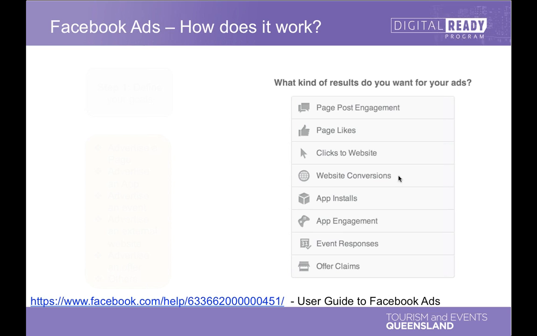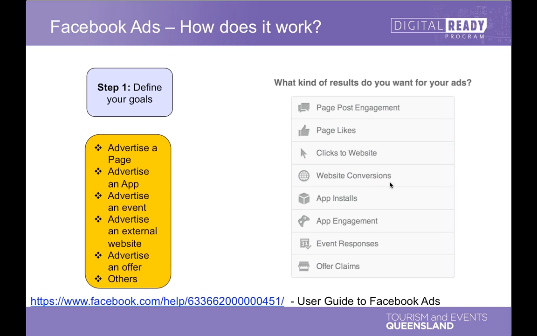So these are all the options that Facebook gives you once you click create an ad. And depending on what you click here, it will give you different options as regards to budget, targeting, various other things. So this is the first decision to be made. So we define our goals. We want to advertise a page, advertise an app, advertise an event, advertise an external website, advertise an offer, or other options. That's the first decision to be made.